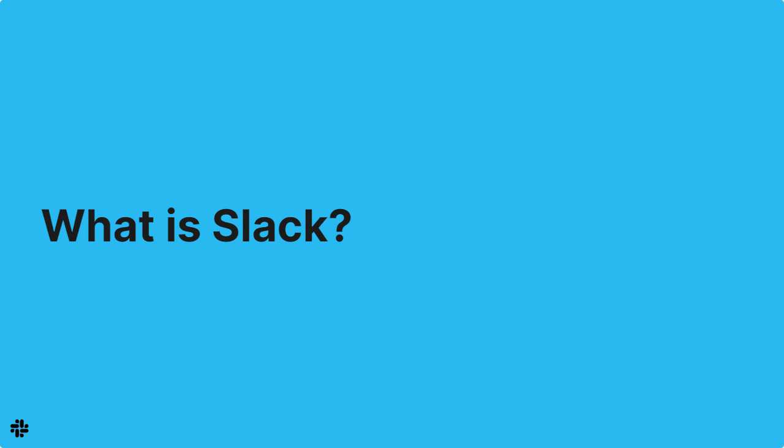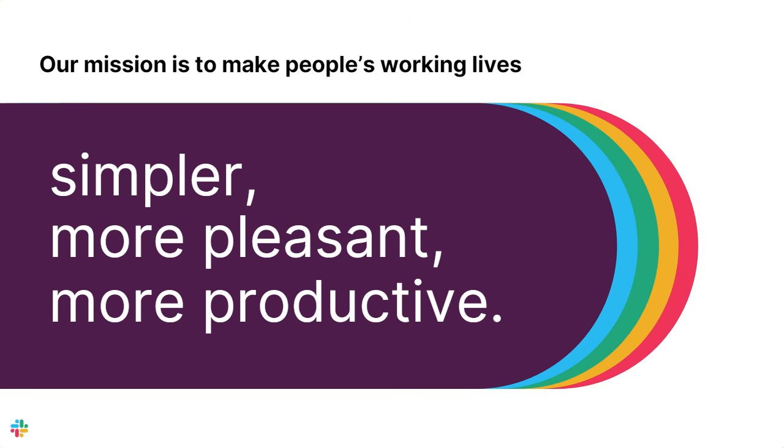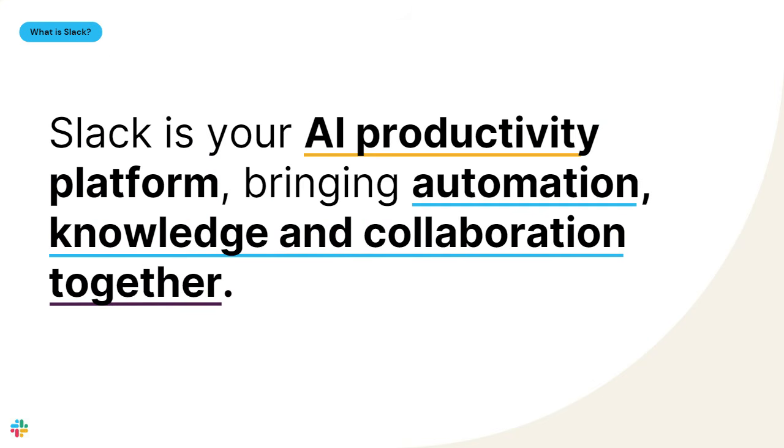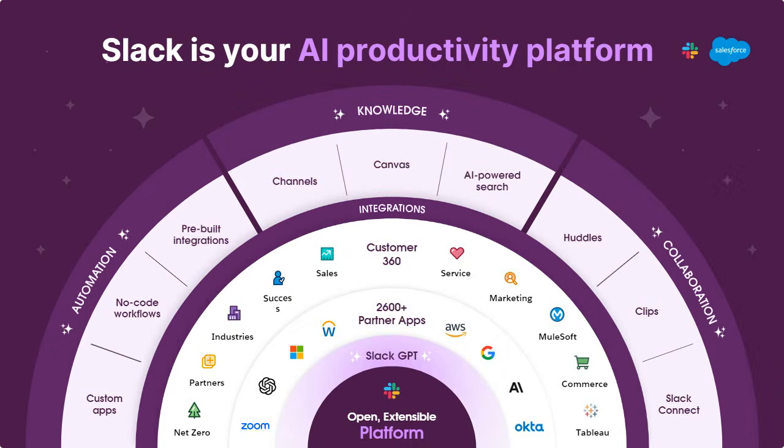So let's start at the beginning. What is Slack? It is our mission to make people's working lives simpler, more pleasant, and ultimately more productive. And who doesn't want that, right? So Slack is a new way of working, and it's not just another chat or messaging tool. We are your AI productivity platform that brings together automation, knowledge, and collaboration together. So Slack is driving productivity in a whole new way so that companies can go faster. And Slack is bringing those new ways of working to your teams so that they can accelerate work with AI and automation that's easy enough for anyone to use, even someone like me.